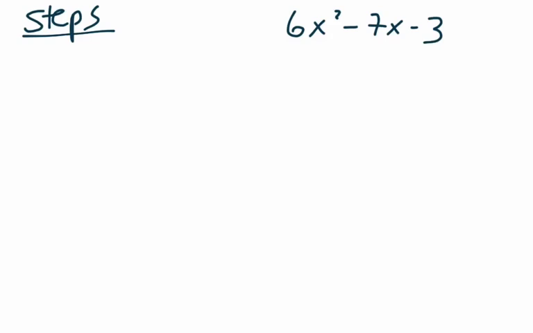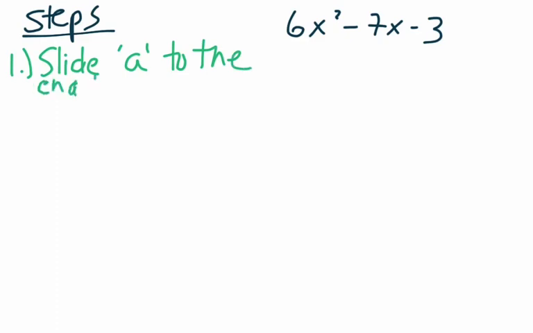Step number 1 is you are going to slide. This is the slide part of slide and divide. You're going to slide your A value to the end by multiplying. I put that in green, and then I'm going to show you in green what I mean by it. Because if you only write down the steps, then later you'll say, slide A to the end by multiplying, what does that even mean? What am I supposed to do?